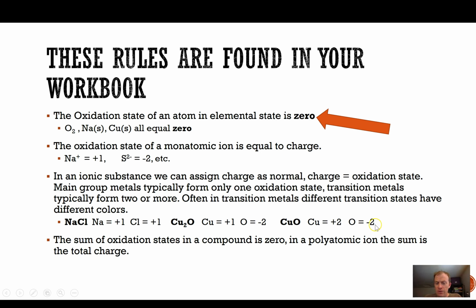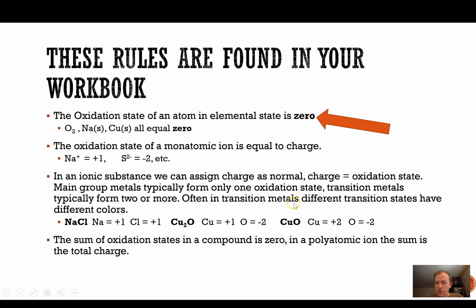As far as ionic compounds, we should be used to this. Again, we can just look at it like the charge. So here in this compound, the Na is +1, the Cl is -1. Here the oxygen is -2, and then there are 2 coppers, which are a total of +2. But the question is, what is the charge on each individual copper? Each one of these coppers must have a charge of +1, because the charge is 0 on the thing overall.